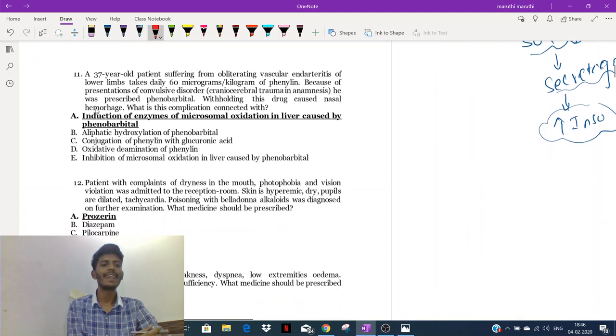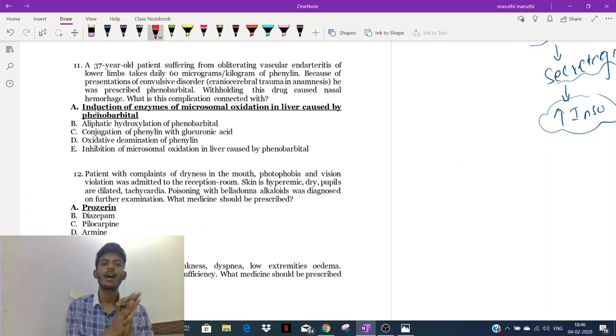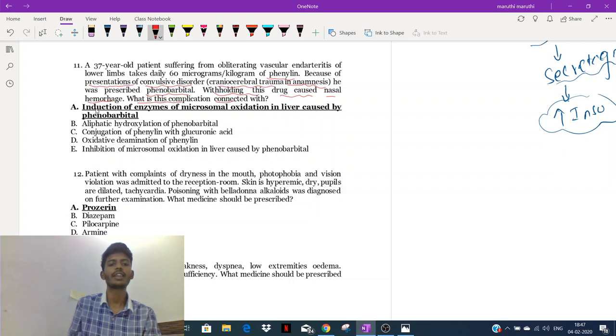A 37-year-old patient suffering from obliterating vascular endarteritis of the lower limb takes daily 60 micrograms per kilogram phenylalanine. Because of presentation of convulsion disorder and craniocerebral trauma in the history (anamnesis means history), he was prescribed phenobarbital. Withholding of this drug can cause nasal hemorrhage. What is the complication connected with?